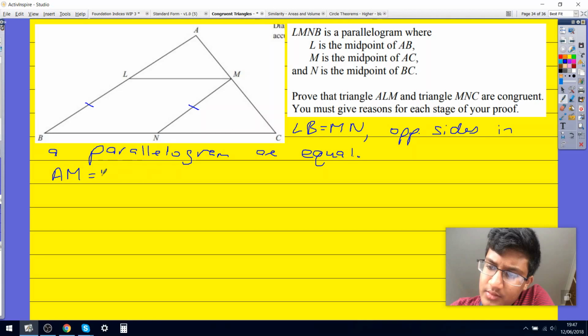So what are the two third sides, and let's try to make them equal. They're LA and NM. We can say that it's an alternate angle, but I don't know how you could. What do you know about L? L is the midpoint of AB. Yep. Therefore LB equals LA.